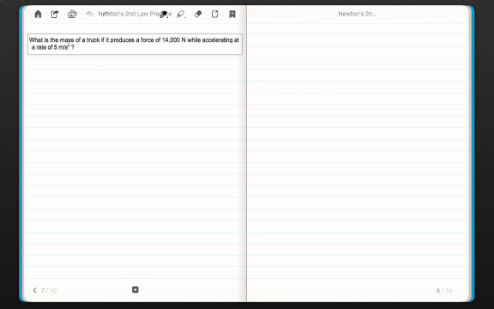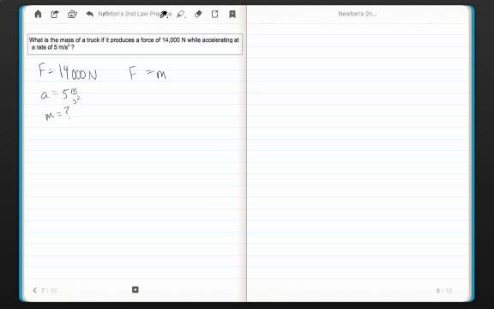Alright, in this one, I'm looking for the mass. So I give you the force of 14,000 newtons. And I give you the acceleration of 5 meters per second squared. Now, I'm asking you to find the mass.